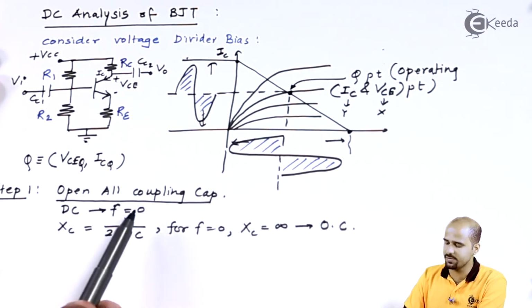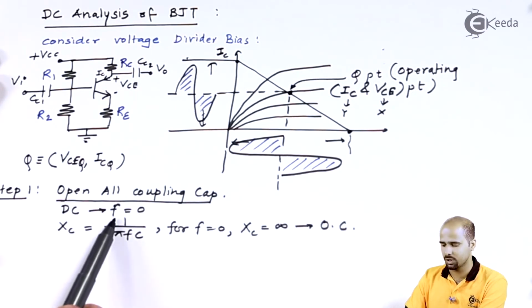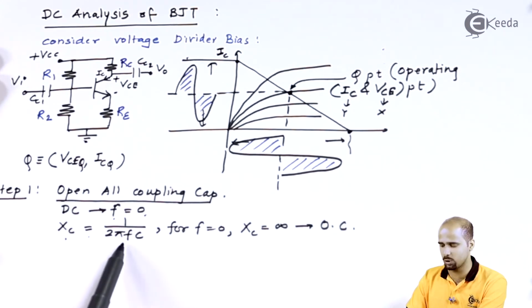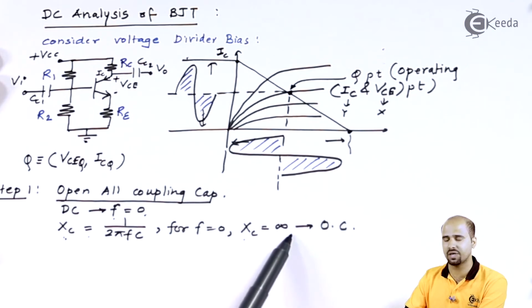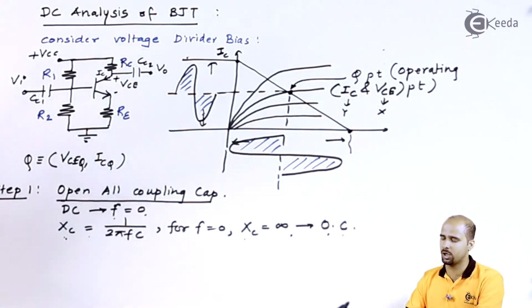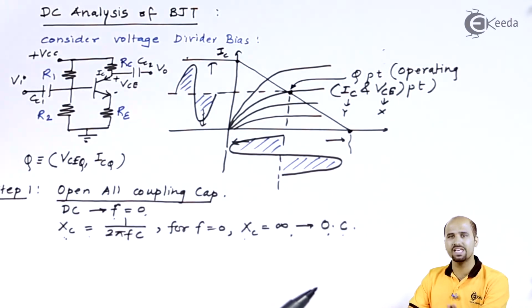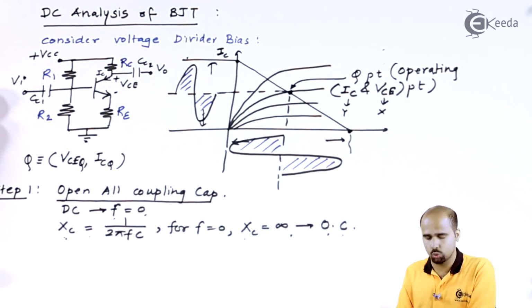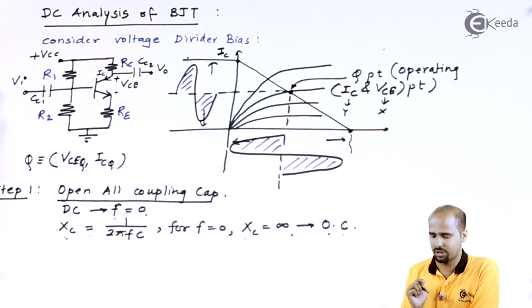As in DC, frequency is equal to 0, and Xc is equal to 1 upon 2 pi Fc, your Xc will go to an infinite value. That means ideally it will be open circuited. So that's why we remove those capacitances, and we don't have to deal with the input and output. The transistor DC configuration circuit has nothing to do with AC input and AC output voltage, right? My output voltage will be in terms of VCE, so my findings are two: one is IC and another is VCE.